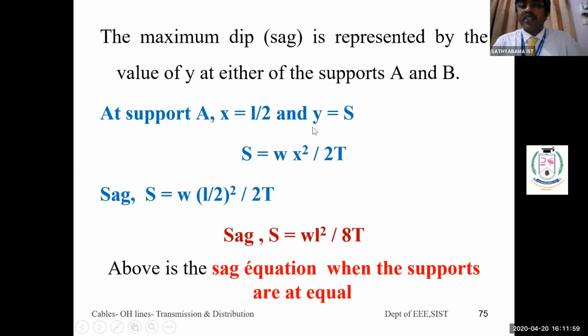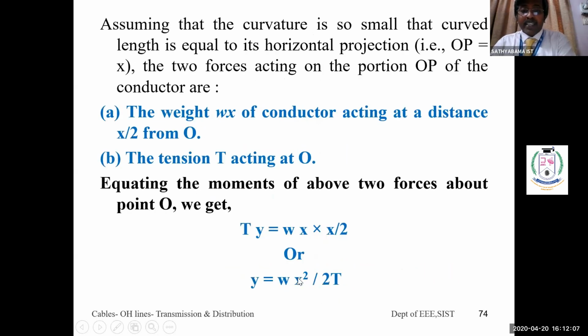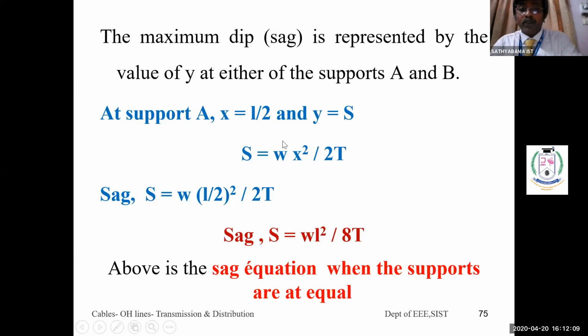This is the assumed value, and I am going to substitute it in the above equation. So Y is the sag S, and X is L by 2, in Wx square divided by 2T. Substituting, this is your final answer: the sag for equal level supports is S is equal to WL square divided by 8T. Please remember this sag is applicable only for equal level supports.